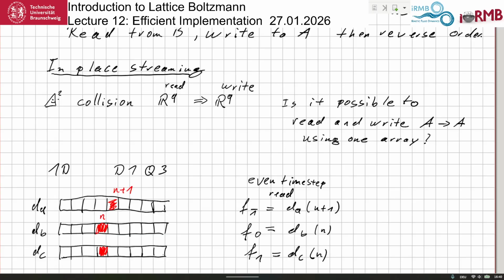Then we do our collision, and then what we have to do is write this back. Now we are only allowed to write to the data that we previously read. But if we just write them back, we would not stream, so they would always stay in the same position. What we have to do is put one of the populations, because they are moving, one to the left and the other one to the right, which we can do by flipping DA and DC. So on the right, we now write to DA at n plus 1. Here we write f1 star, which is what we previously got from DC.